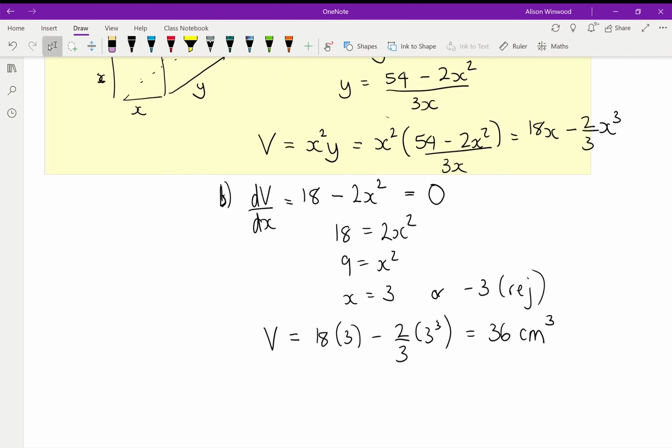Justify that we've got a maximum. Well, we'll come on to another method later on, but if we just change x a little bit, so if we make it slightly more, 3.01, we should find that the volume goes down. And it does, it goes down to 35.93. So we must have a maximum.